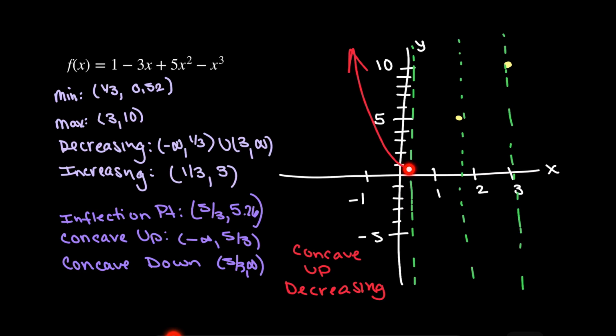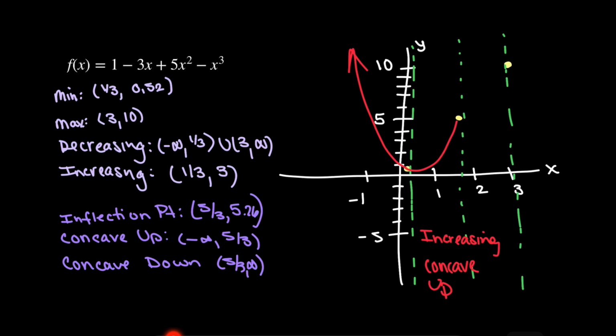Then from x equal 1/3 to x equal 5/3, now the function is increasing. Once we get bigger than 1/3, which is where our min occurs, the function starts increasing. But we're still going to be concave up. We don't flip to concave down until we get past that 5/3. So I'm going to draw something that's both increasing and concave up. So we still have that upward concavity, but now it is increasing.